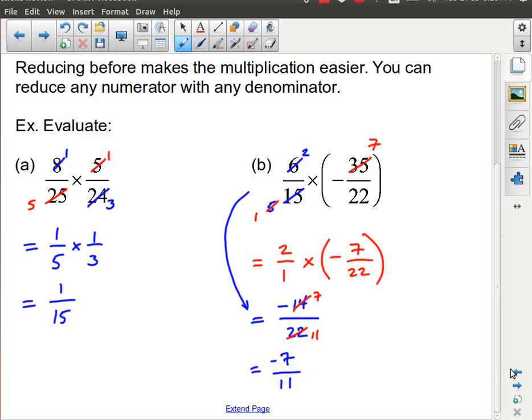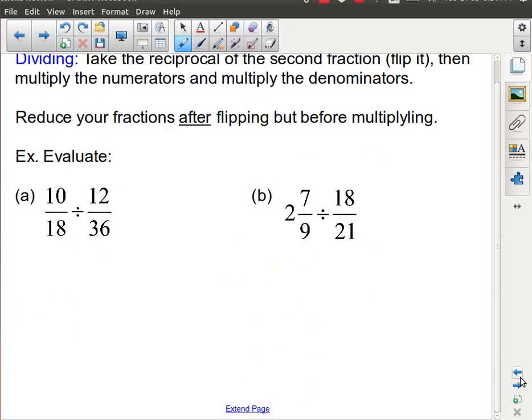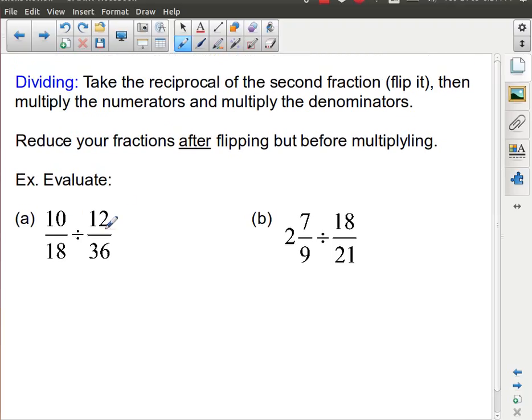And finally, let's finish up with some division. So when we are dividing, what we want to do is we're going to use the multiplication rules. The only thing we're going to do with the division is we're going to take the reciprocal of the second fraction, and that's important. It's not the reciprocal of both fractions, not the first. The reciprocal of the second fraction, which means to flip it over, and then just go ahead and use our rules for multiplication.